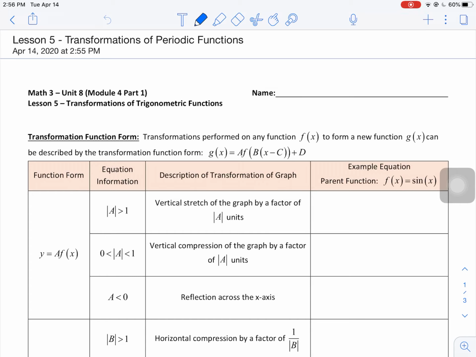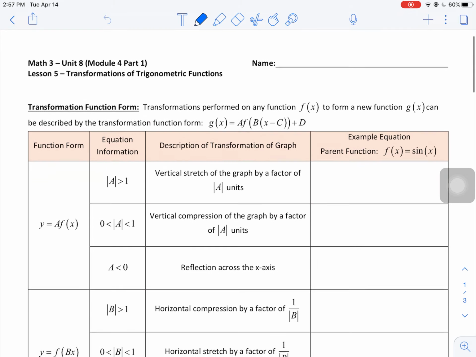Math 3, Unit 8, Lesson 5, Transformations of Trigonometric Functions. Transformations performed on any function f of x to form a new function g of x can be described by the transformation function form g of x equals a times f of b of x minus c plus d. Each letter, a, b, c, and d, are in charge of different transformations outlined in the table below.